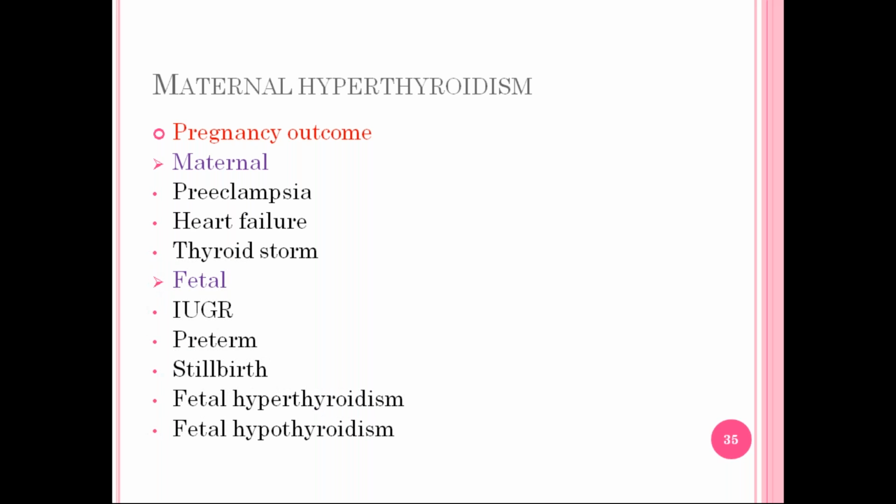So pregnancy outcomes. Think again, what are the problems during pregnancy when the pregnant mother has hyperthyroidism? What problems might she get during the course of pregnancy? She can land up in preeclampsia, heart failure, she can present with thyroid storm, which are all very common causes of maternal death. So in the fetus, how are they going to be affected? The fetus can have intrauterine growth retardation, preterm birth, stillbirths, fetal hypothyroidism, and fetal hyperthyroidism.